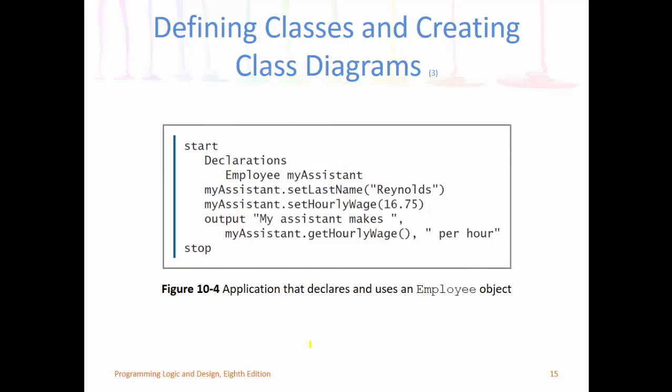Here's some pseudocode of declaring an employee class object called my assistant, and then using the set method for last name, the set method for hourly wage, and then an output statement. Again, this is pseudocode. Depending on what language you're using, the syntax would look very different.